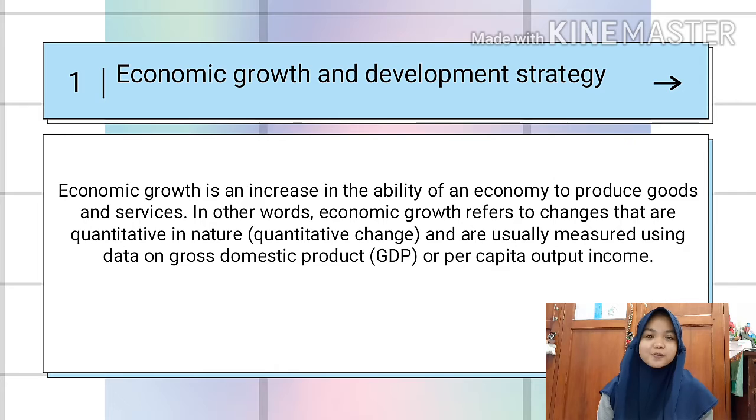Okay, I will explain about the economic growth and development strategy. Economic growth is an increase in the ability of an economy to produce goods and services. In other words, economic growth refers to changes that are quantitative in nature and are usually measured using data on gross domestic product, GDP, or per capita output income.